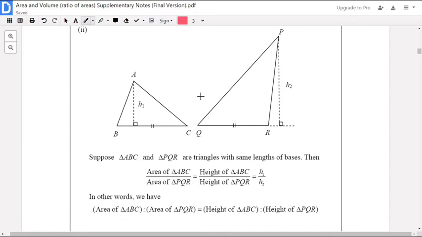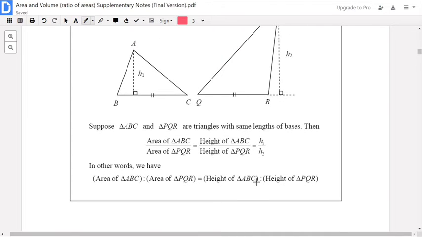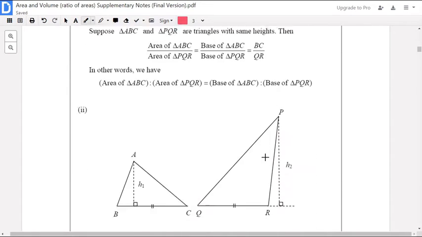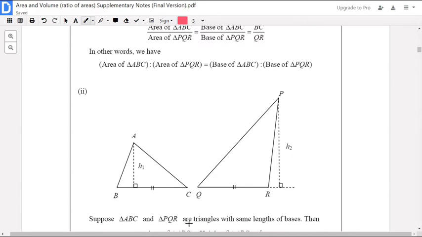In triangle PQR, the height is h2. In this case, these two triangles may not be similar, but the ratio of the areas of the triangles can be obtained by just taking the ratio of their heights, h1 to h2. No need to take a square. Okay, so let me repeat once again. The ratio of areas of triangles with the same height will be the ratio of their bases. On the other hand, the ratio of areas of triangles with the same base will be the ratio of their heights.